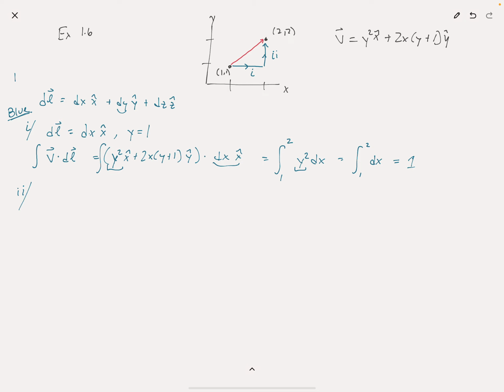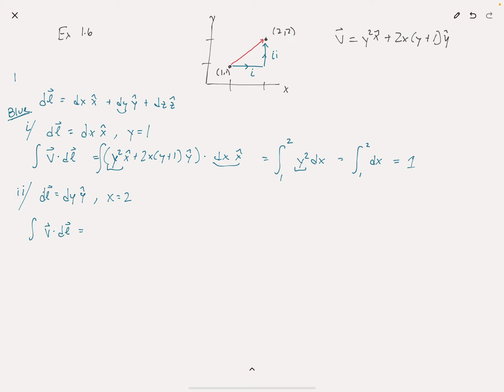Okay, so now my second part of my path. Let's see what that is. dl here is now... x is not changing, so I don't have any dx. Now y is changing, so I'm left with dy in the y hat direction, and dz is not an issue here. I also know that at this position, x is equal to 2. Okay, so I can do my integral of v dot dl.